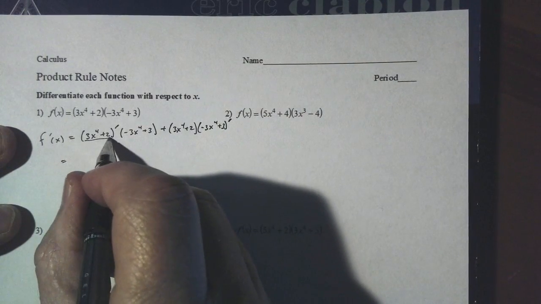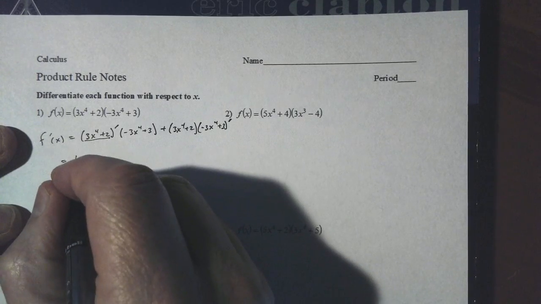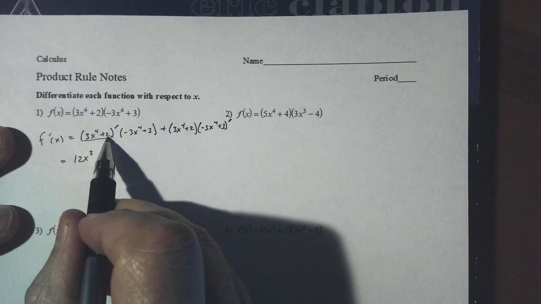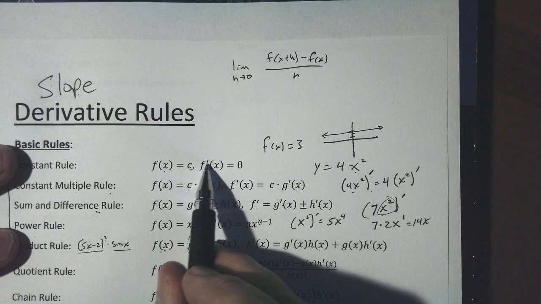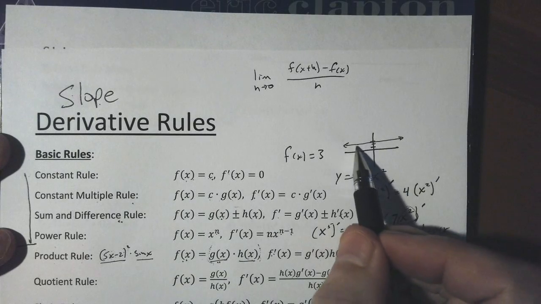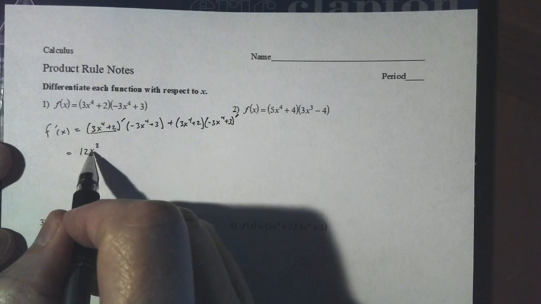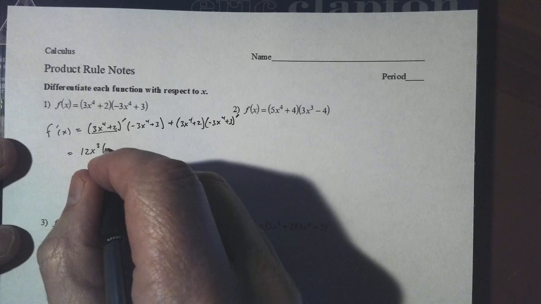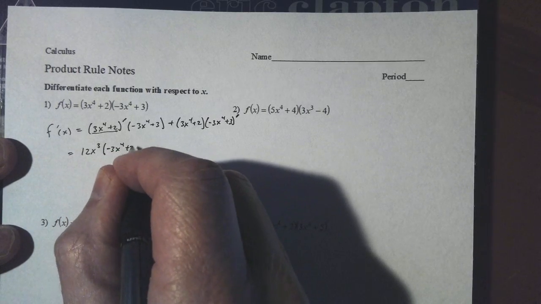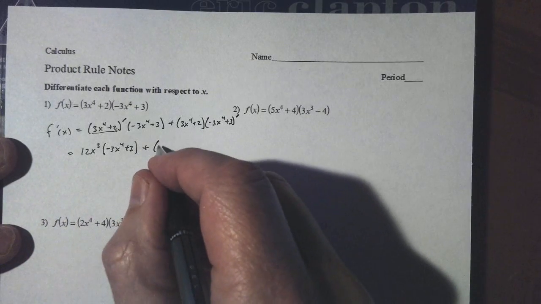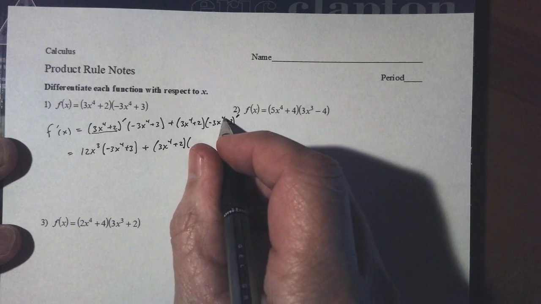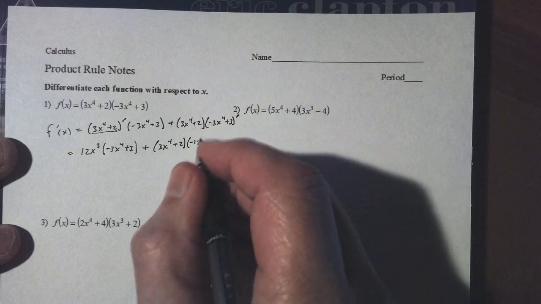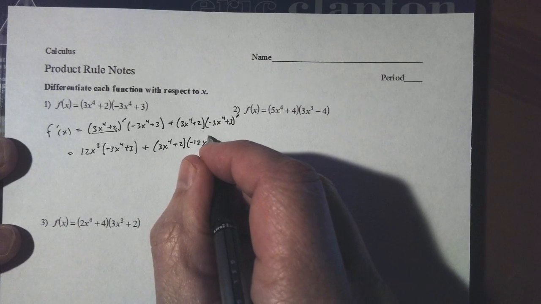So the derivative of this thing is a breeze. 4 times 3, 12, x to the third. What's the derivative of 2? The derivative of a constant, f of x is c, so the derivative of c is 0, because again, it's just a horizontal line, and what's the slope of a horizontal line? So the derivative of this first term is just 12x cubed, times negative 3x to the fourth plus 3, plus the plain old first term, 3x to the fourth plus 2, times the derivative of the second, negative 3 times 4, negative 12x cubed.